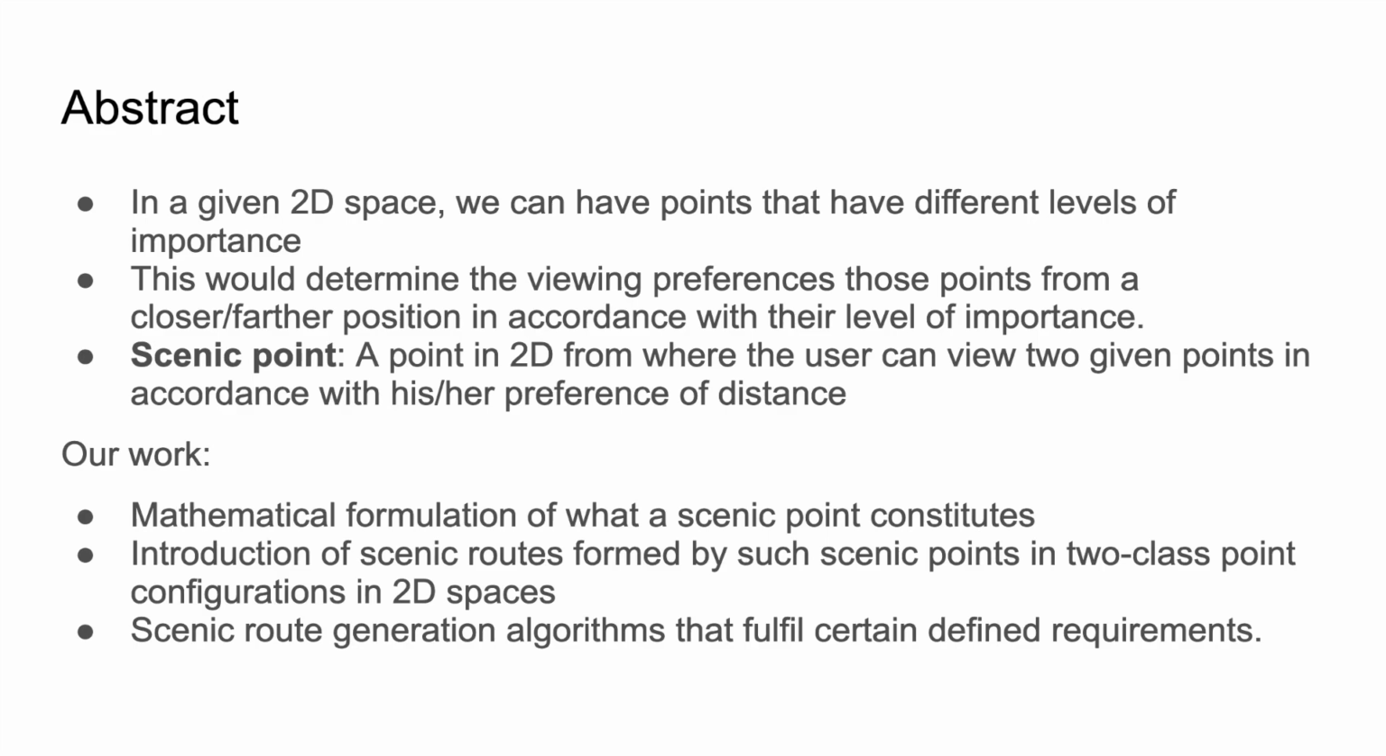The abstract. In a given 2D space, we can have points that have different levels of importance. One would prefer viewing those points from either a closer or farther position in accordance with their level of importance. The point in 2D from where the user can view two given points in accordance with his or her preference of distance is termed a scenic point.